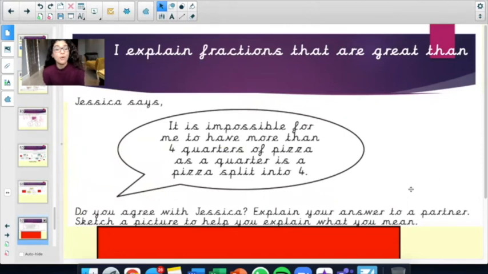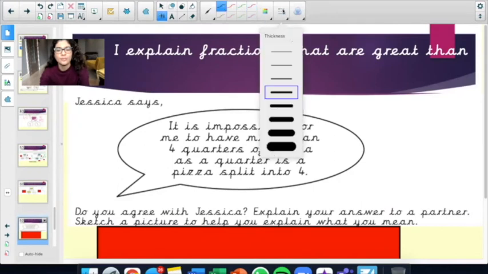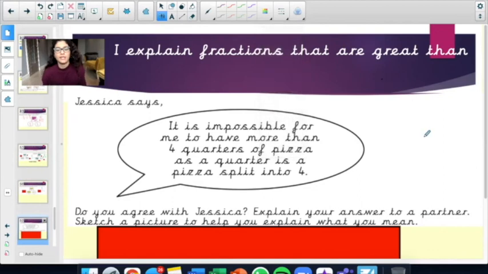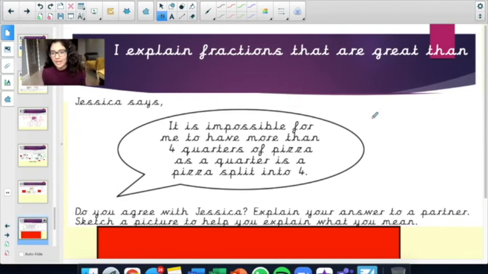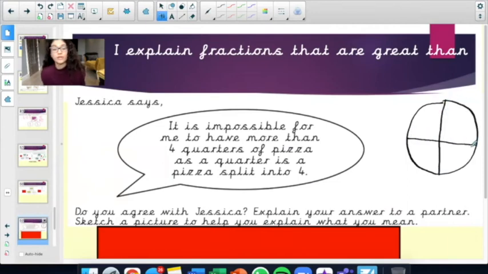This question. Jessica says, it is impossible for me to have more than 4 quarters of pizza, as a quarter is a pizza split into 4, which I think is true. Let me try and draw it for you to show you. Here. So a pizza, if it's split into quarters, that means it is split into 4. Really badly, but that is 4 for you. Shall I see if I can draw that better, actually? Because that was not great. Circle here, and then 1 line going down and 1 line going across.